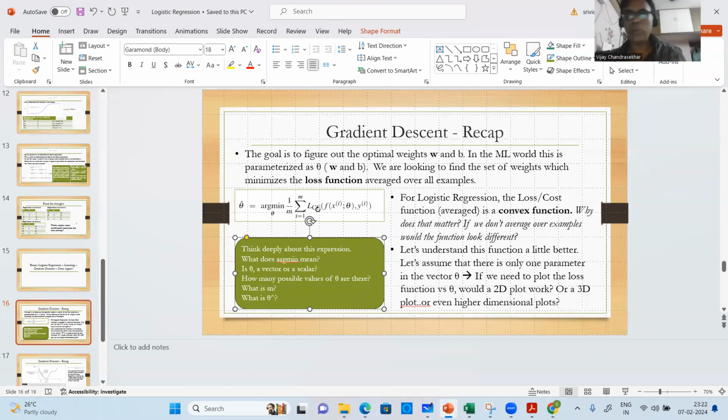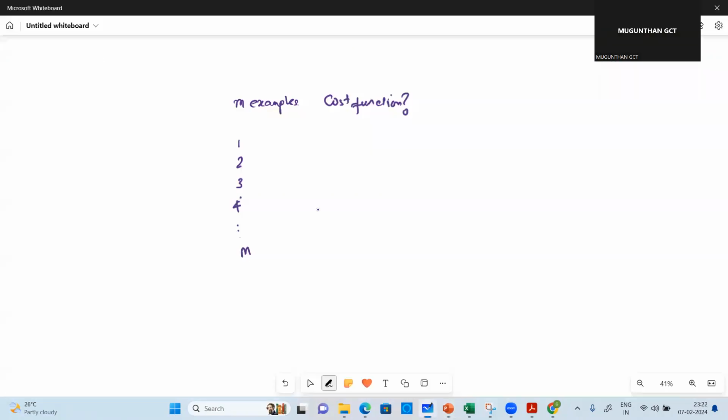Oscillating means you have to move from something to something else. What is this something to something else? When we move from one instance to another, think about the cost. If you're not averaging it, would you be dealing with one cost function? No. So how many cost functions are you going to deal with? M cost functions. Exactly. So you'll be dealing with m cost functions, correct?